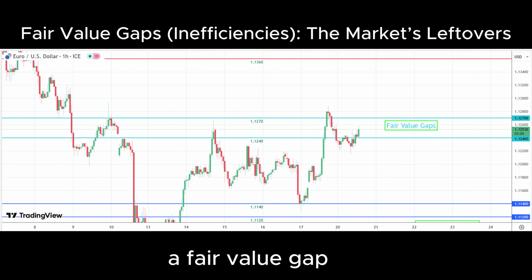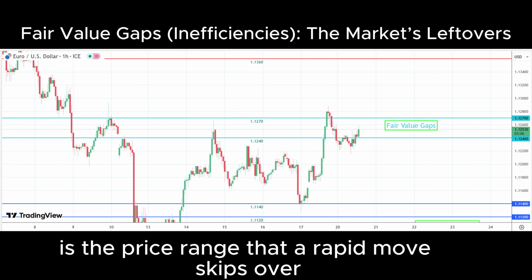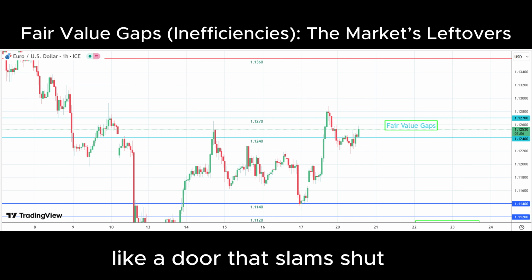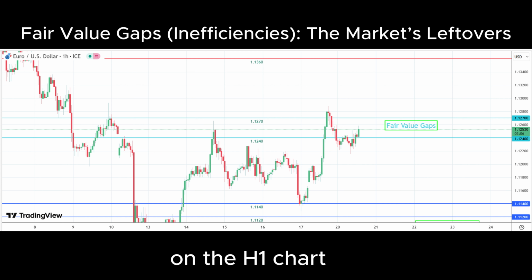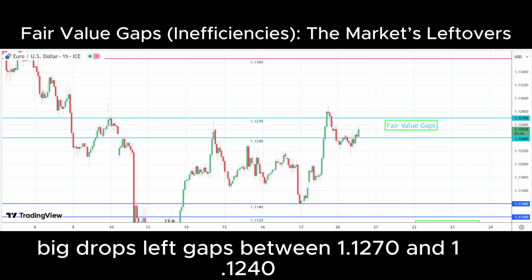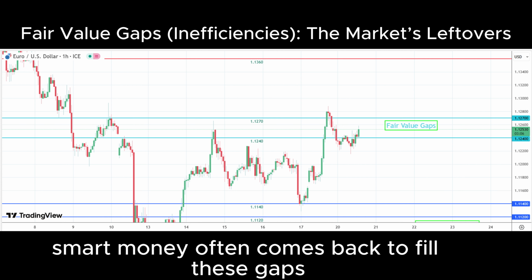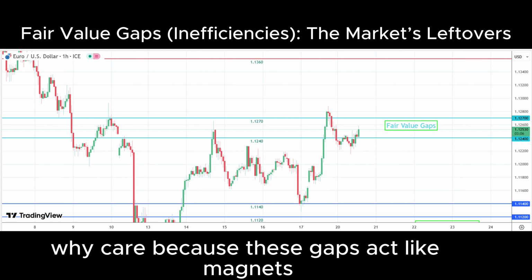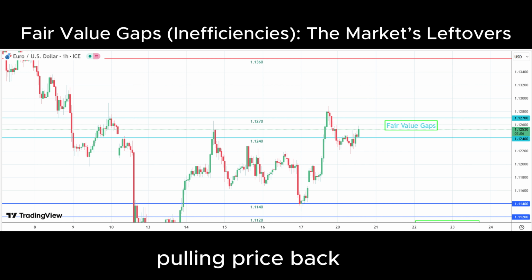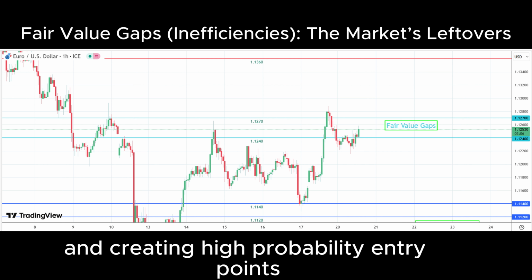A fair value gap is the price range that a rapid move skips over, like a door that slams shut before you can walk through. On the H1 chart, big drops left gaps between 1.1270 and 1.1240. Smart money often comes back to fill these gaps before resuming the trend. Why care? Because these gaps act like magnets, pulling price back and creating high-probability entry points.